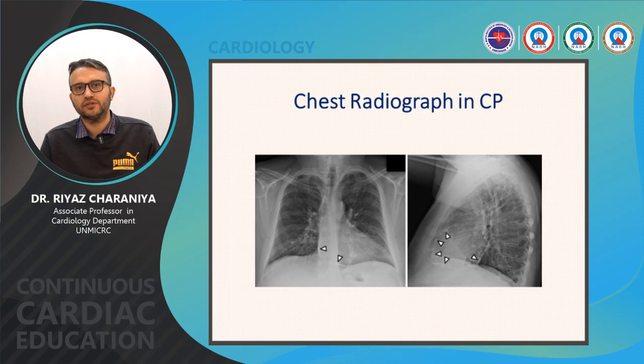a diagnosis of constrictive pericarditis, where you can see the calcified pericardium. It's very apparent here in both PA and the lateral views. You can see the thin rim of calcium, and it helps us to confirm the diagnosis of constrictive pericarditis.